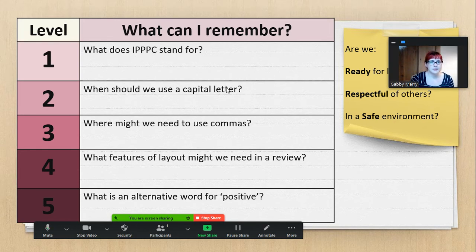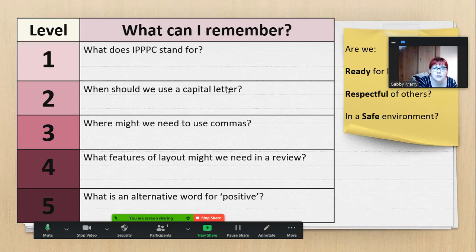What does IPPPC stand for? IPPPC is the underlying structure that we use within our writing. Each of the letters stands for a section or part that we need in our texts. So I stands for introduction, each P stands for paragraph, and C stands for conclusion. And we'll talk more about this in a little while.